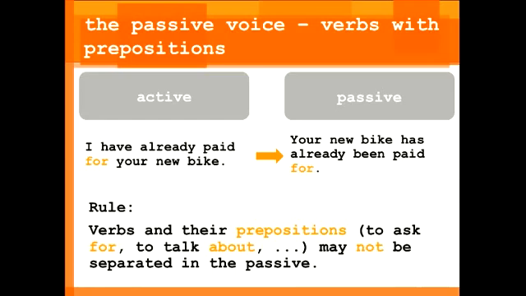And this is the rule. Verbs and their prepositions, and there's a lot of them, to ask for, to talk about, and so on. Verbs and their prepositions may not be separated in the passive. All right, so in the positive statement, please put in the past participle followed by the preposition.